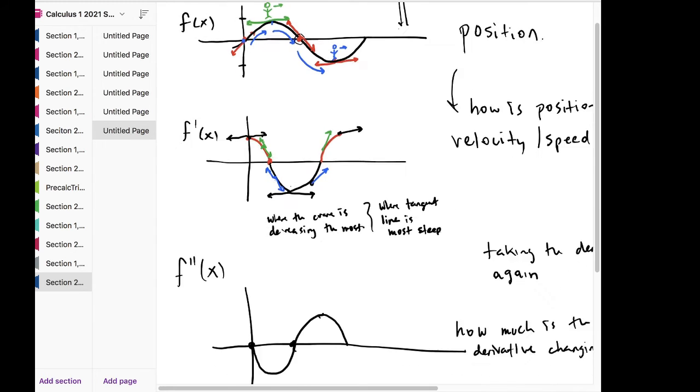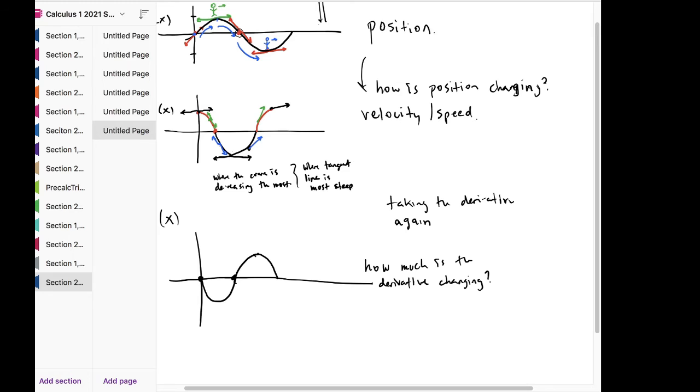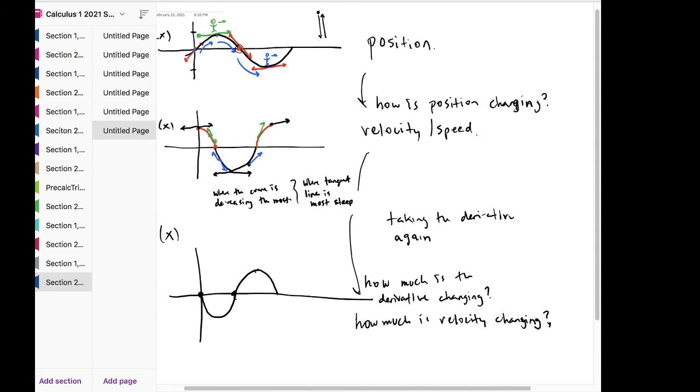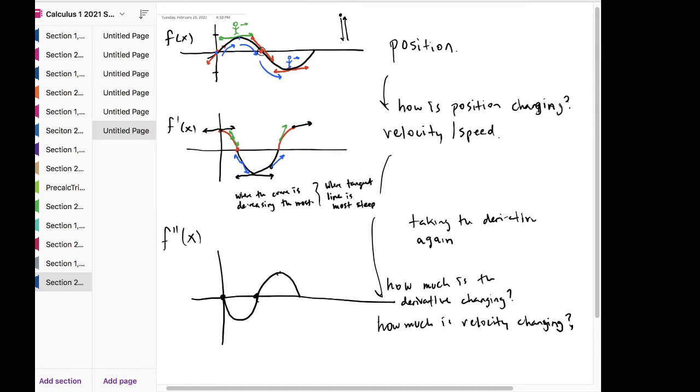So what do you think the analog would be for the second derivative? How much is velocity changing? What's the physical analog to how much velocity is changing? Or what is that word called? How do you measure how much velocity is changing? Yeah, acceleration.